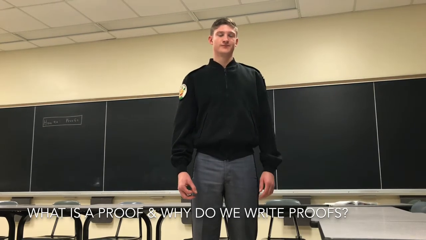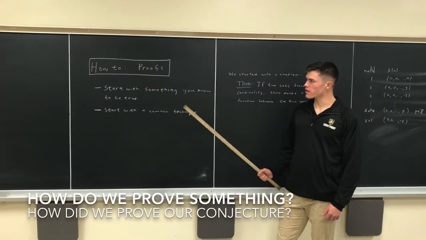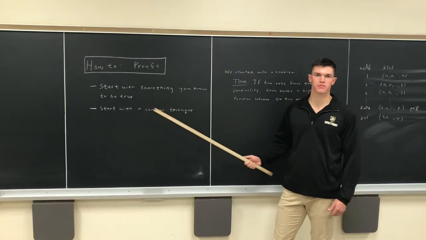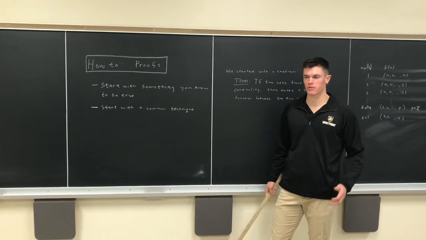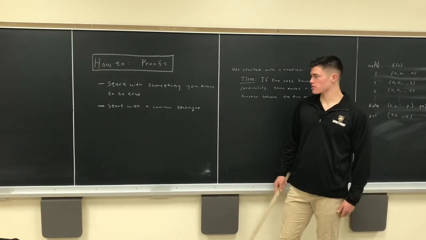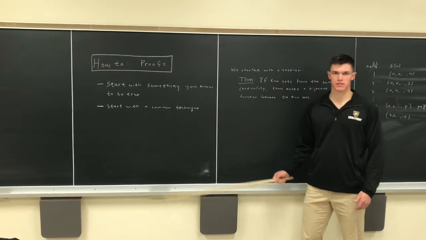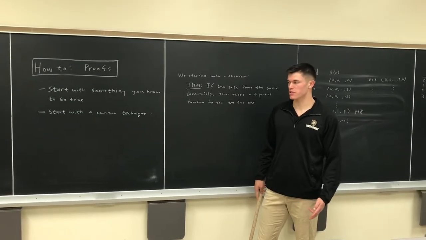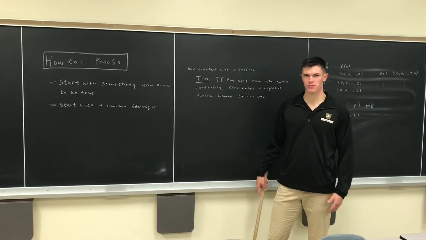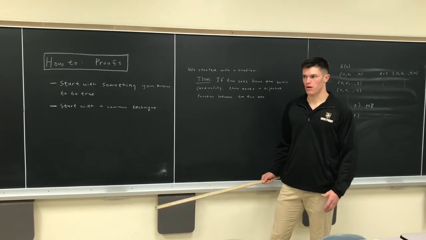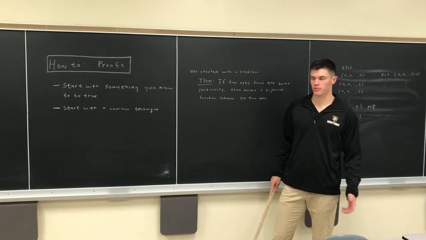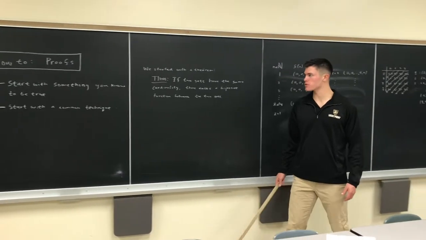So today I'm going to be talking about how we write proofs and how to prove something. Generally we start with something that we know to be true, some universal mathematical truth or some given, and then we use a common technique such as induction, proof by contradiction, direct proof, proof by cases, or proof by contrapositive, and we use these two things together to reach our final conclusion, which we hope to prove to be true or we can show to be false.